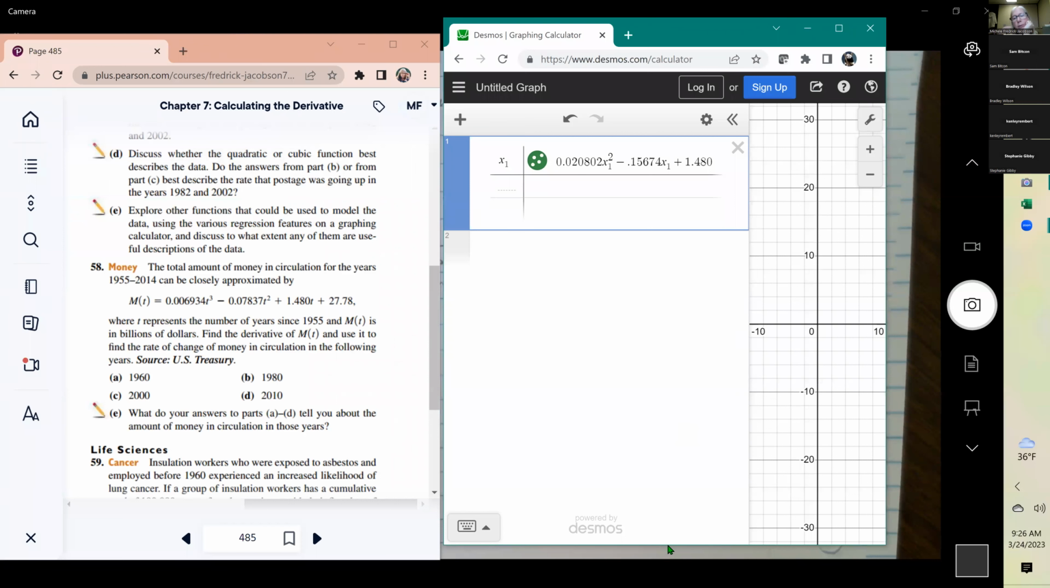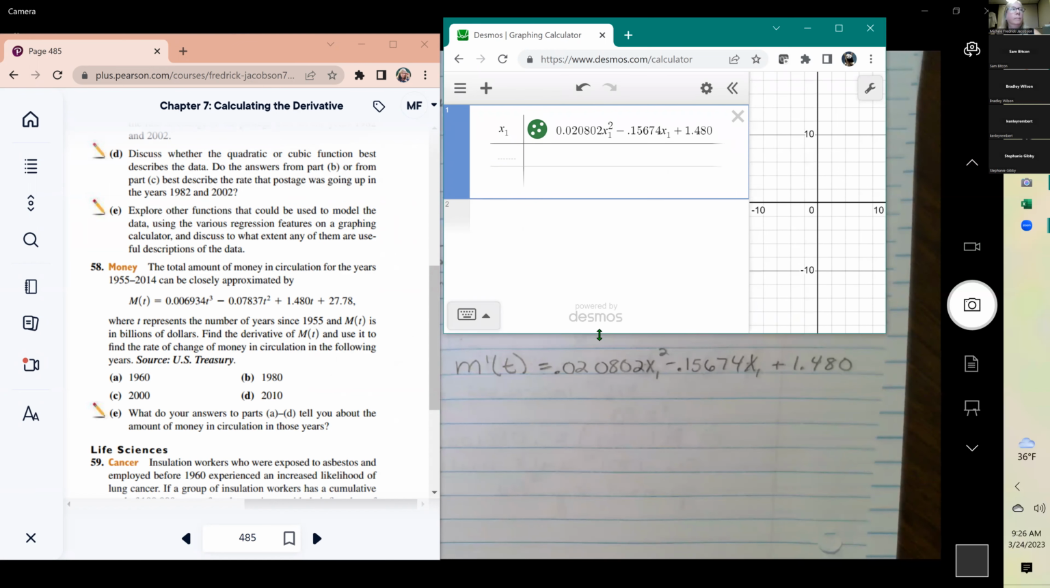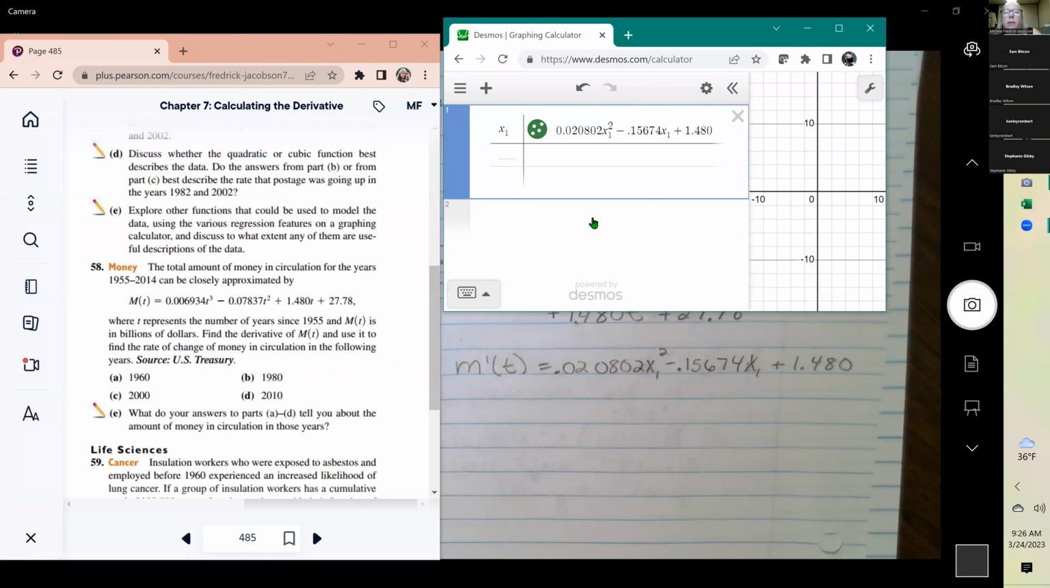Make this a little shorter. So I just typed the equation. It seems like it's hard plugging it all in, but when you have a bunch you're plugging in, it's easier. Now we're not going to put 1960 in because T is the number of years since 1955.